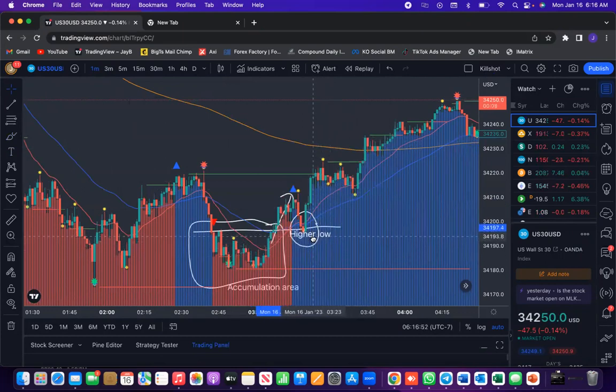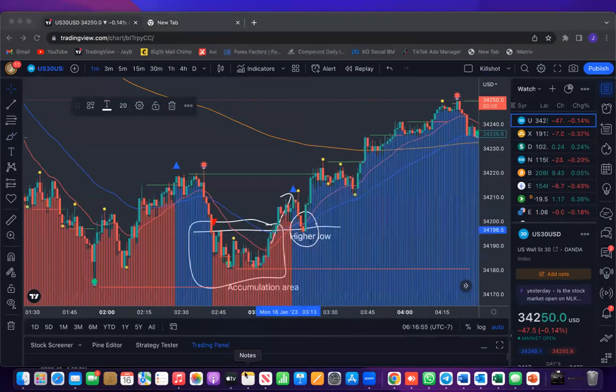Right there it creates a higher low. So coming up and out of this accumulation area, it pulls a bunch of volume in, shoots out. We get a nice signal, which this signal would have paid. It comes back down and tests the top of this accumulation area.